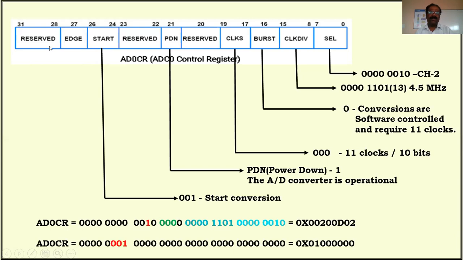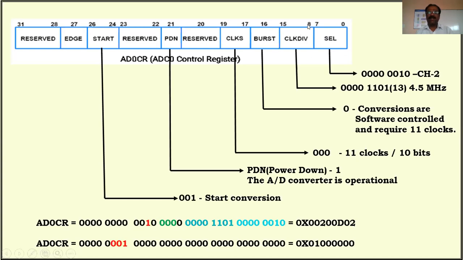Now here, this is the control register. It is a 32-bit register. Here we are going to use channel 2. Bit number 0 to bit number 7 is reserved to select the channel. In my example, I'm going to use channel 2. Therefore, this is the binary equivalent of 2. I have to write this 8-bit value here to select channel 2.